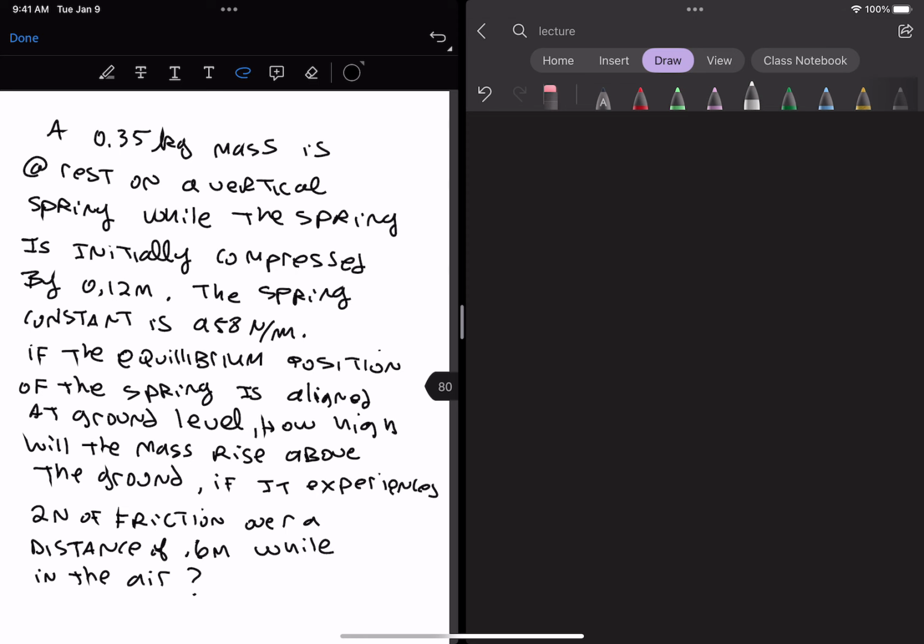Alright, so here's another word problem involving a vertical spring. So here we have a 0.35 kilogram mass. So the mass is 0.35 kilograms. And it is at rest, so the initial velocity is going to be 0 on a vertical spring, while the spring is initially compressed by 0.12 meters. So there's going to be a compression distance, which is going to be 0.12 meters.